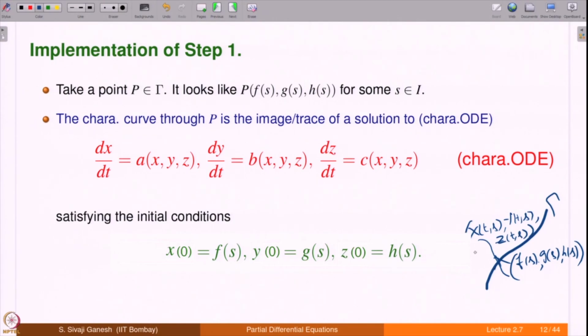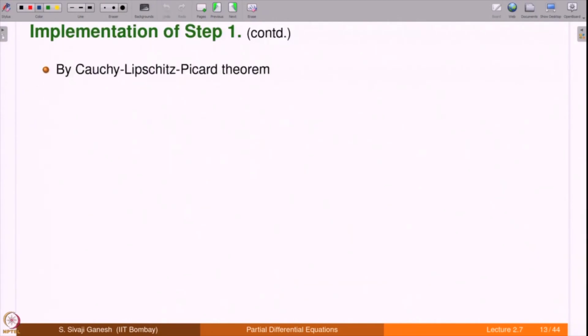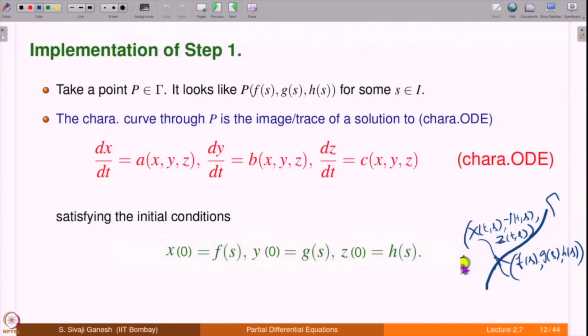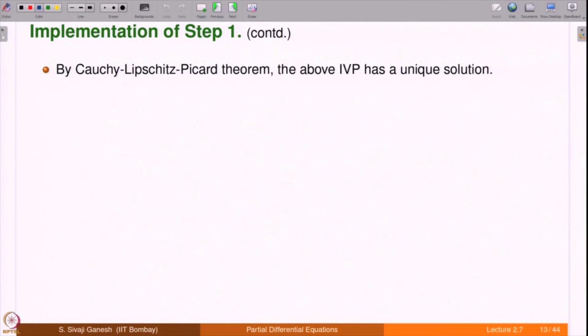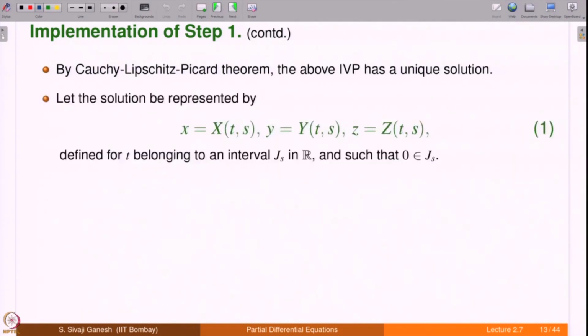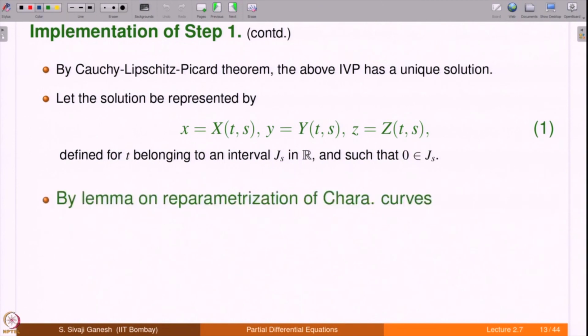This is what we get at the end of this step. At t equal to 0, it is going through this point. That is how we are solving, we are giving the initial conditions to this system of characteristic ODE. Now, by Cauchy-Lipschitz-Picard's theorem, it has a unique solution. Let it be denoted like this: x equal to x(t,s), y equal to y(t,s), z equal to z(t,s). Where is it defined? s is in I and t belongs to J_s, which is an interval. Of course, the interval contains 0. Note the dependence of J on s, that is why it is written J_s. But we have seen a lemma on reparameterization which says we may take J_s equal to R.